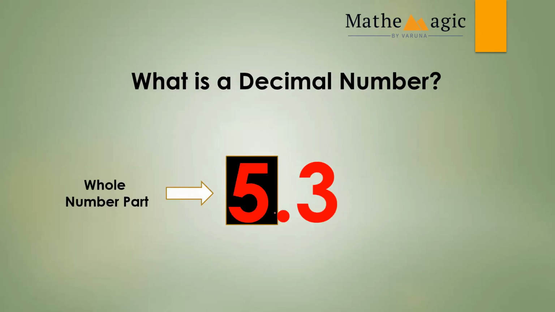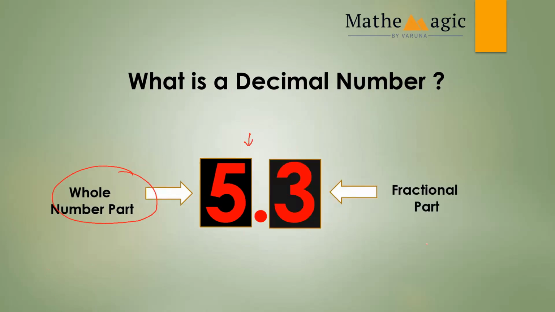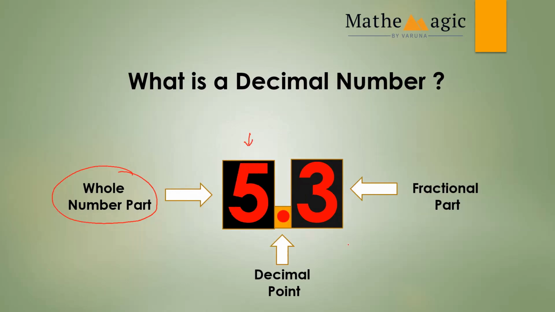Then we have the number before the decimal. Over here, that number is 5. The number 5 is called the whole number part. Next, what about the number 3? The number 3 is the fractional part, the fractional part that we have already learned in the last video. So together, we have 3 parts in this number. One is called the whole number part. The other one is the decimal point, and then we have the fractional part.